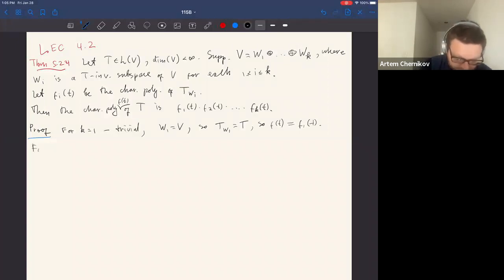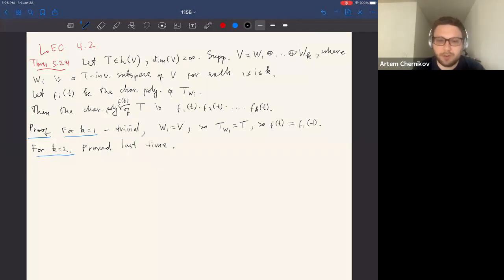The first non-trivial case, and in fact this case already contains most of the complexity of the general k, is the case k equals 2. And this is what we did last time. So we proved it for k equals 2 last time. Now we're going to show that this also holds for an arbitrary k, arguing inductively. So the inductive step, starting with k equals 2.